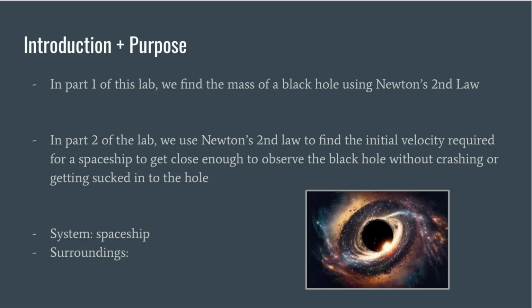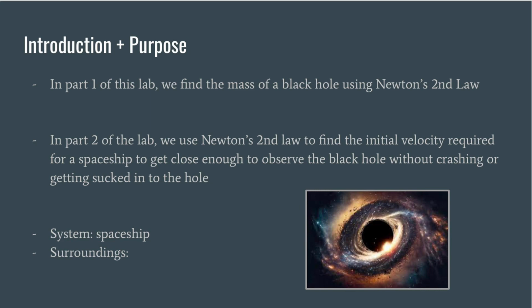The main purpose of this lab is to manipulate two GlowScript starter codes to determine the mass of a black hole. We will also calculate the gravitational forces of the black hole. In part 2, we will determine the initial velocity needed for the spaceship to get close enough to observe the black hole without getting sucked into it.